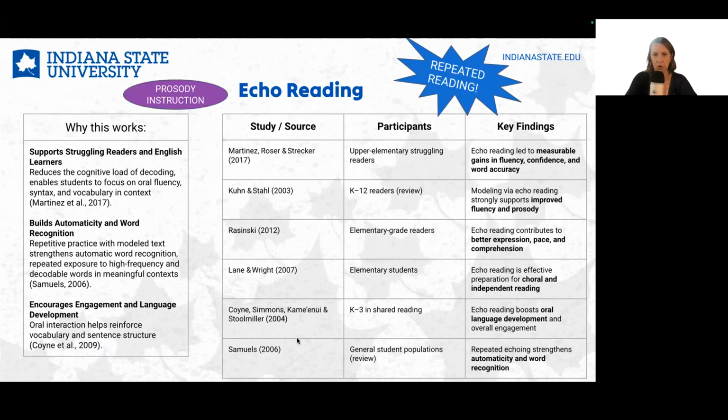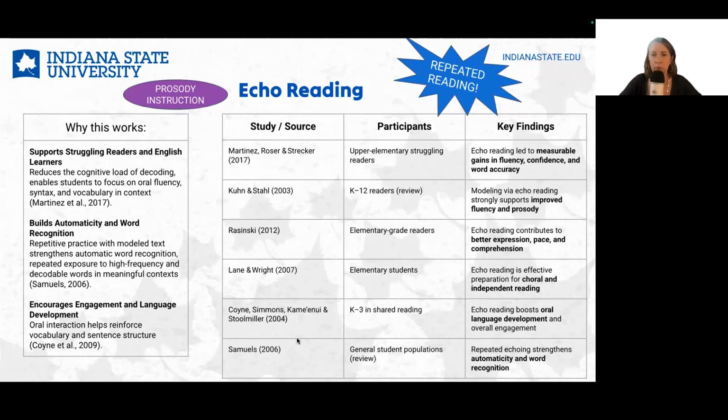So the next strategy, this is a during reading strategy, is called echo reading. And this gets us repeated readings, which also helps our comprehension, and we're practicing our prosody. Echo reading is so helpful because it helps reduce the cognitive load of students for decoding, and they can focus on the fluency. So echo reading looks like this. We are going to partner read. We're avoiding round robin reading. So we're going to partner read in a safe space.